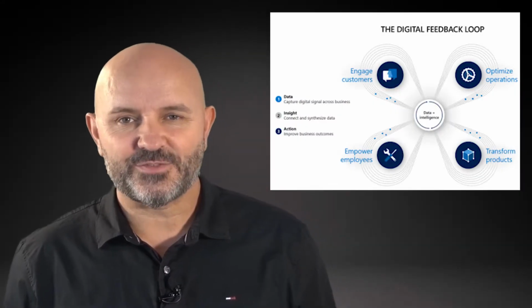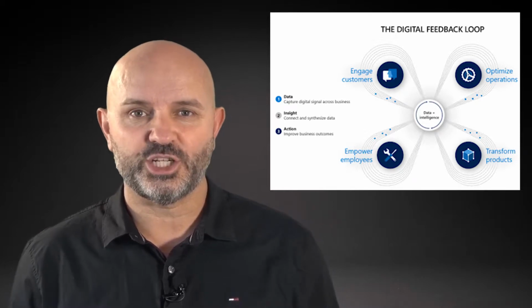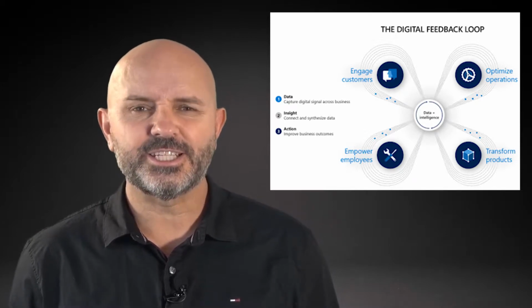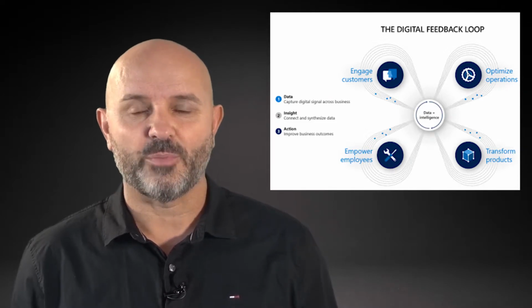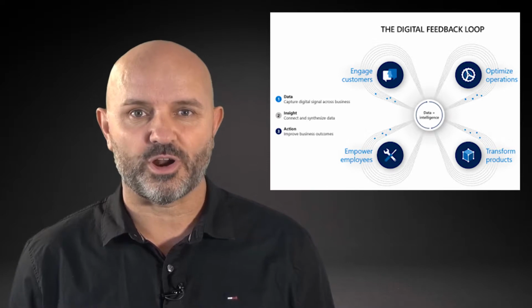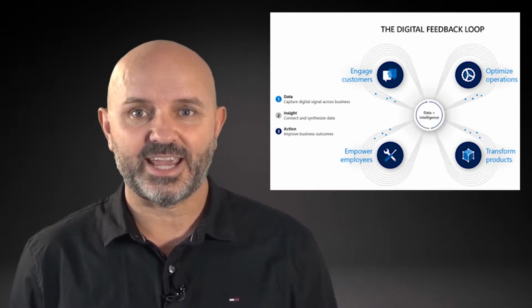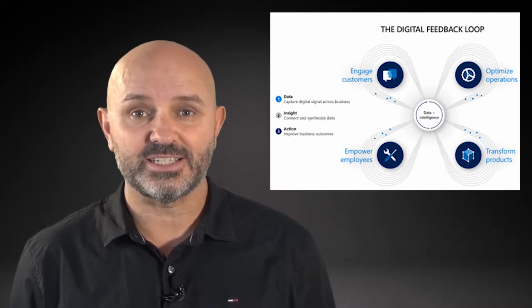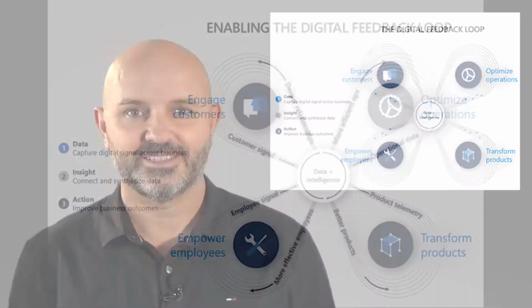To build a successful application, an ISV needs to look at how the modern organization operates. They need to consider the following four pillars: engage customers, optimize operations, empower employees, and transform products. All these elements create data, and if that data can be provided back to the business intelligently, it can be used to improve business outcomes.